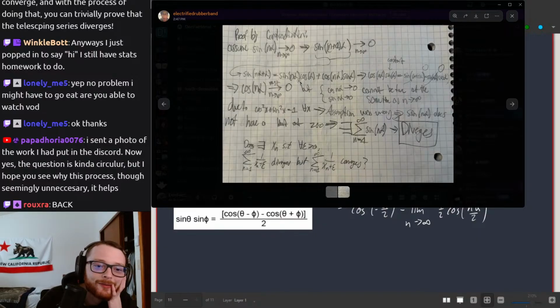Ooh, that's interesting. So you converted n into n plus 1, arguing the limit should still be the same, because n is going to infinity anyway. The n plus 1 lets you do an identity.